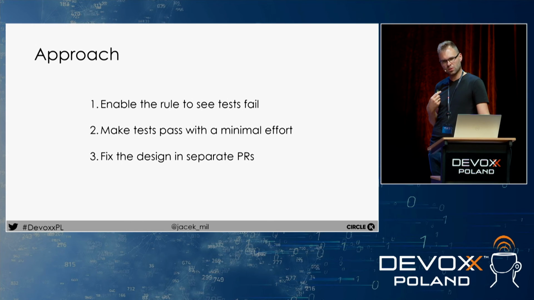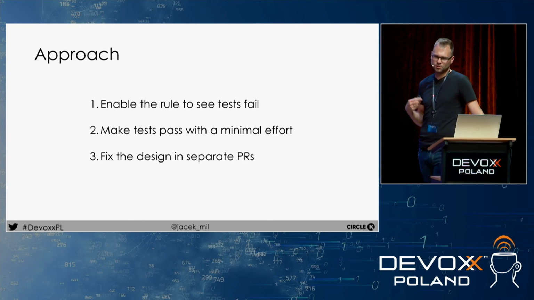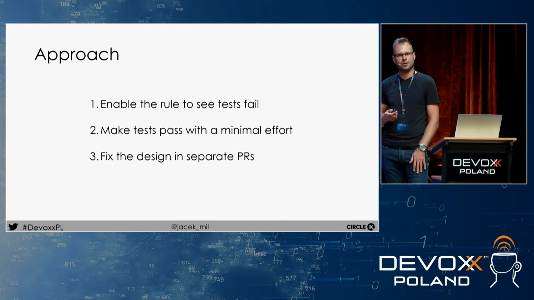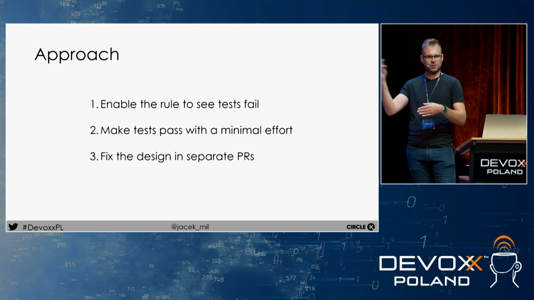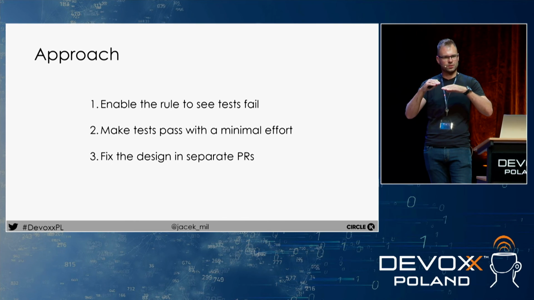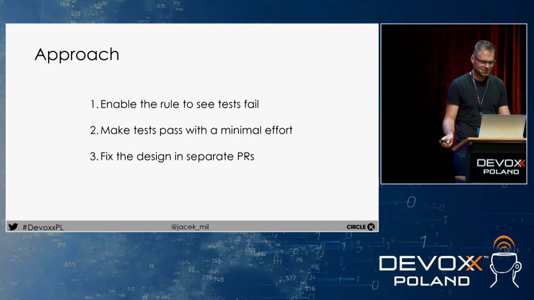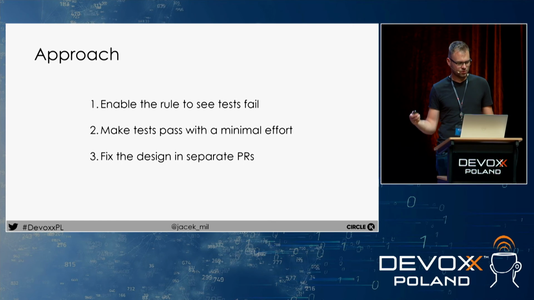So the approach was to enable the rule for the module and see the tests failing. So see the red tests and make them pass with minimal effort. And minimal effort was just moving the classes that were reported into places where they would not be reported, right? Just to postpone the problem resolution to later. And later, in the same sprint, in the same story, in the same task, to have a task to implement the final fix, to make this design work well.